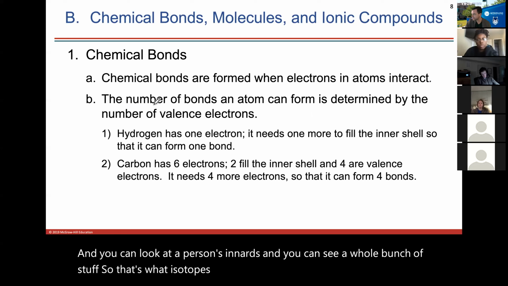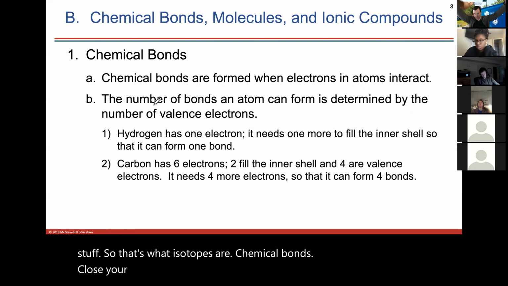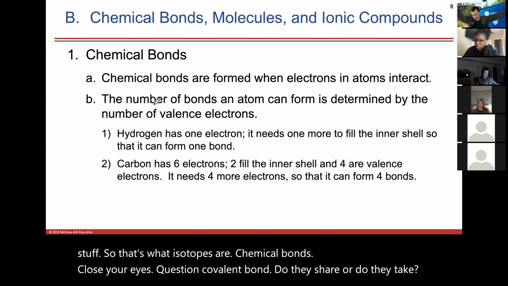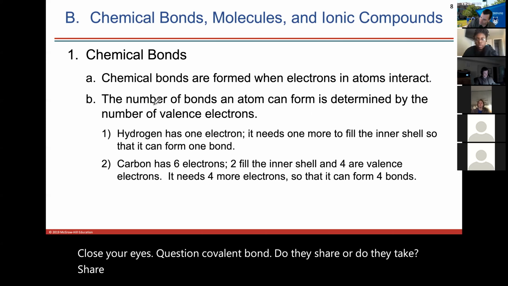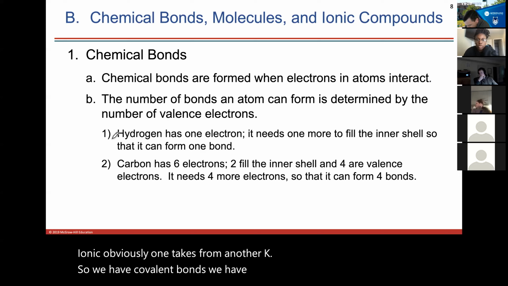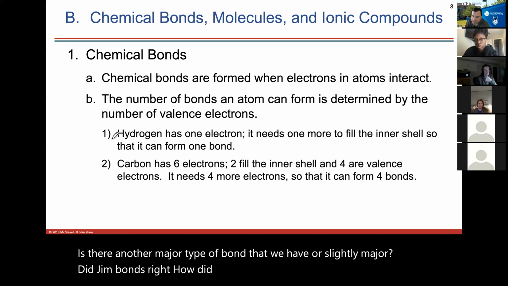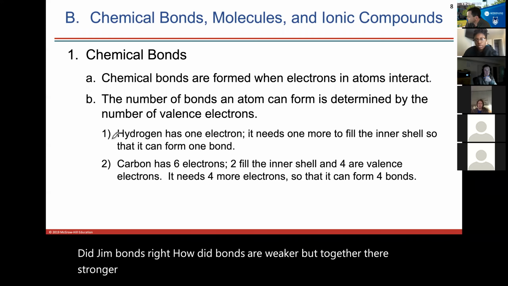Chemical bonds. Close your eyes. Question. Covalent bond. Do they share or do they take? Share. Beautiful. Share. You got it. Everybody is a winner today. Ionic, obviously, one takes from another. Okay. So we have covalent bonds. We have ionic bonds. Is there another major type of bond that we have, or slightly major? Hydrogen bonds. Hydrogen bonds, right? Hydrogen bonds are weaker, but together, they're stronger, you know. Okay.